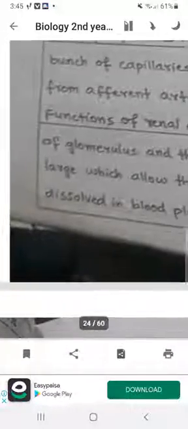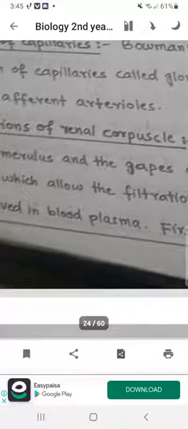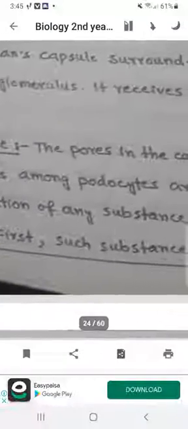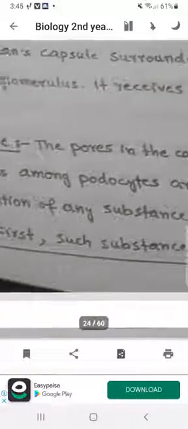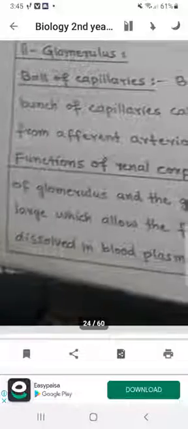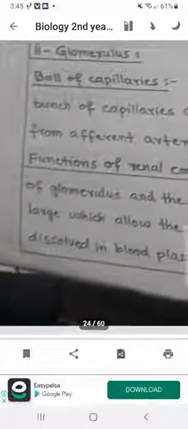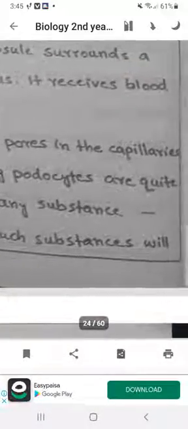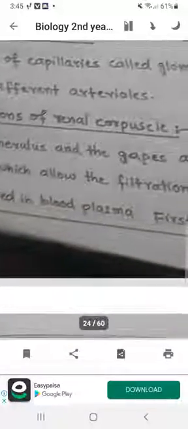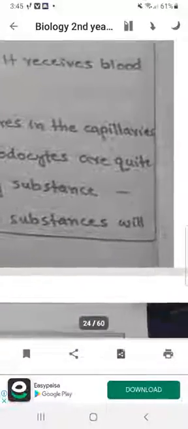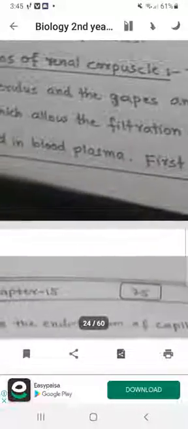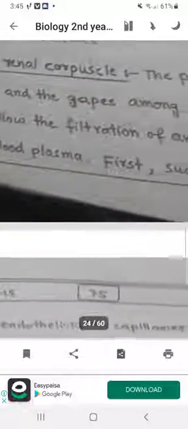It receives blood from afferent arterioles. Functions of renal corpuscle. The pores in the capillaries of glomerulus and the gaps among podocytes are quite large, which allow the filtration of any substance dissolved in blood plasma.